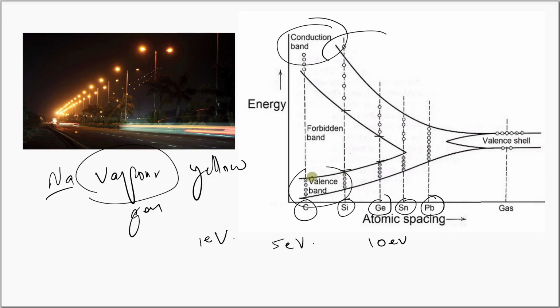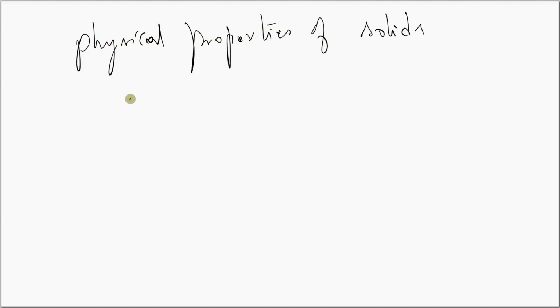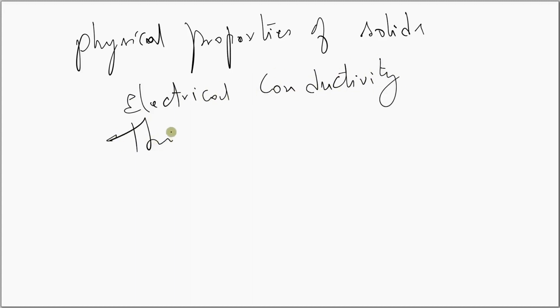Other electronic bands, that are the inner bands, do not contribute much to the electrical or physical properties of the solid. So these two bands of energy levels are responsible for various physical properties of the solids, such as electrical conductivity, thermal conductivity, and many other physical properties.